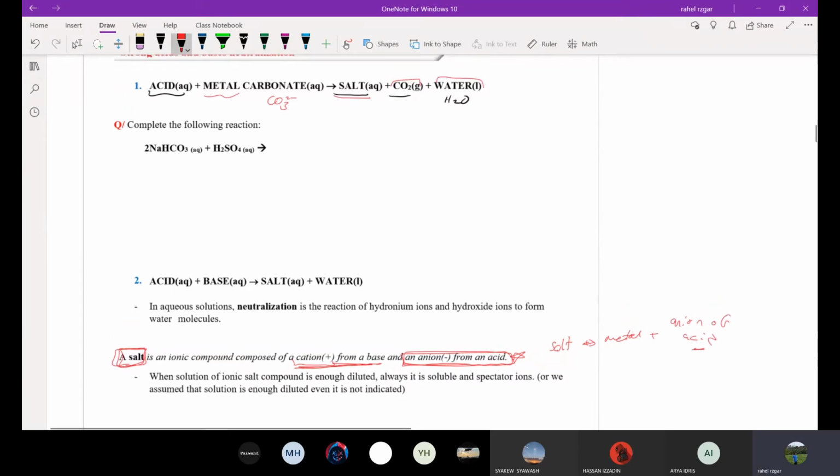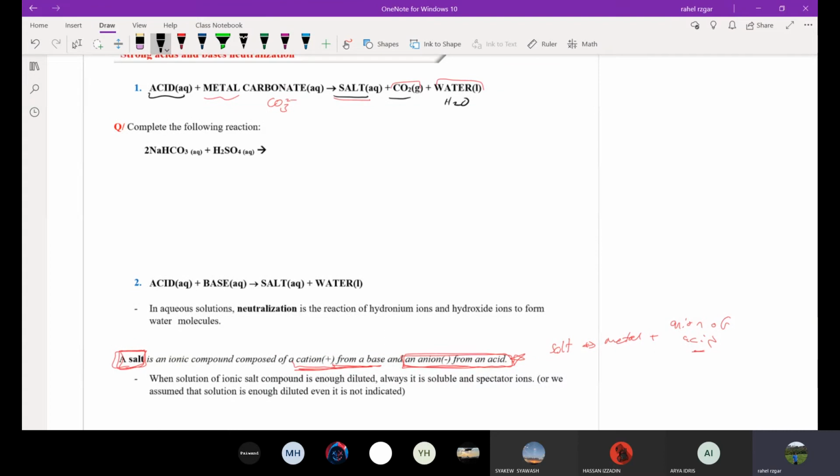Let's go back to the equation. As you can see, we said this is carbonate. This is an acid. Whenever they react together, they become CO2 and H2O. These are always constant. But the salt must be written.